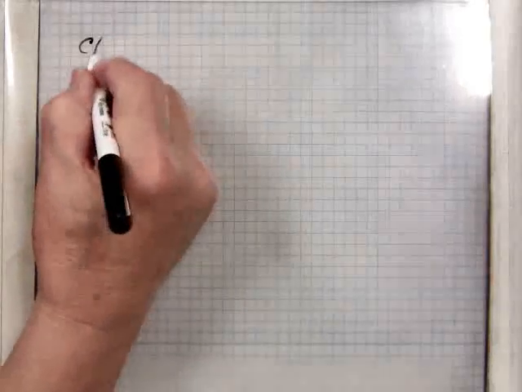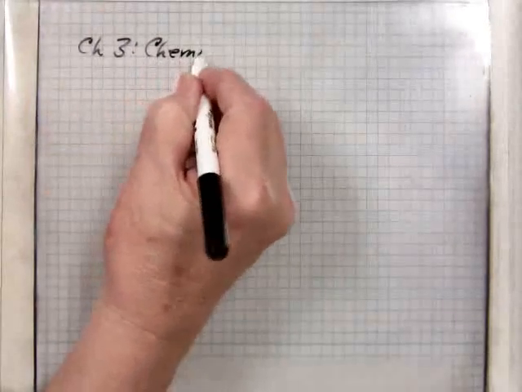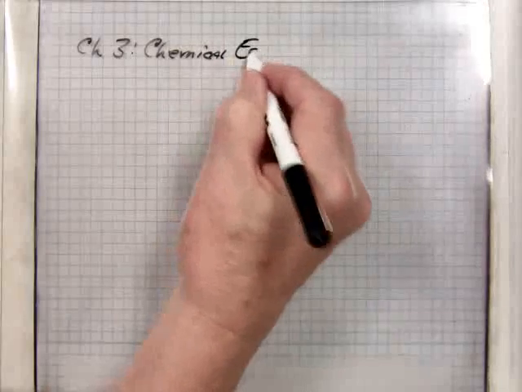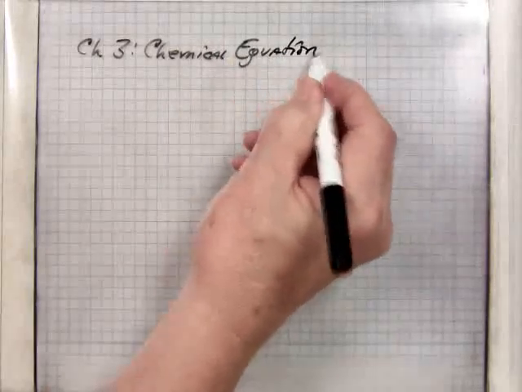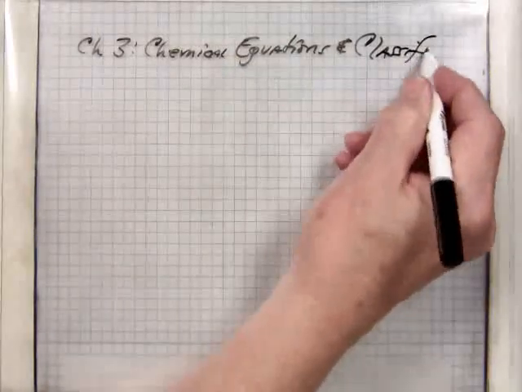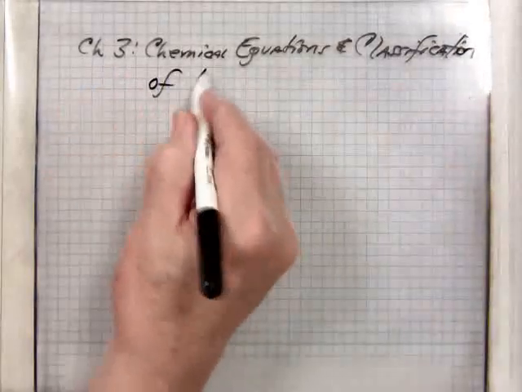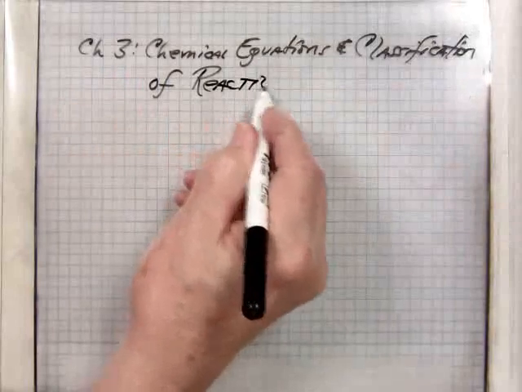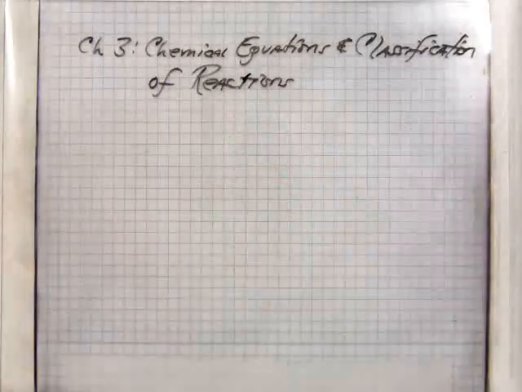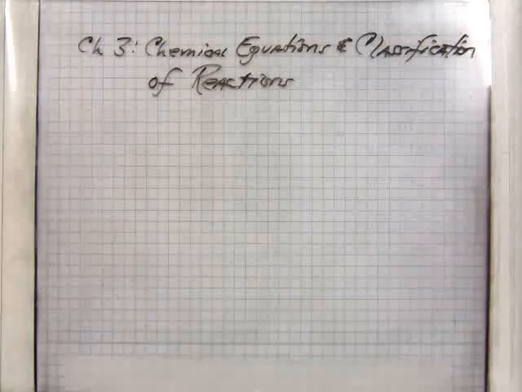So this is Chapter 3, Chemical Equations and classification of reactions. There's a number of points that I need to talk to you about in relationship to what the reaction means in its context. Many of the points are familiar to you, but there'll be some that are not so familiar.